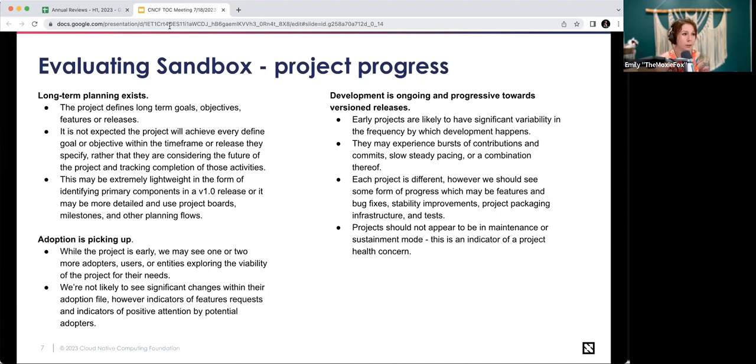The other portion of that is that it doesn't need to be highly detailed or very specific. It can be against releases. In some cases, it could just be something that's more about moving milestones.